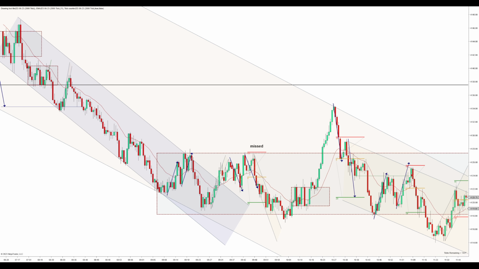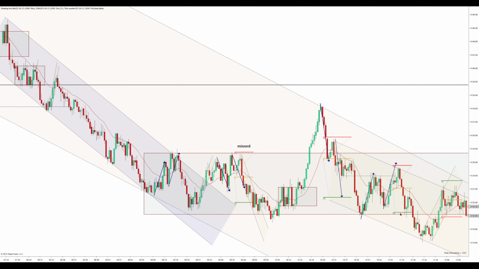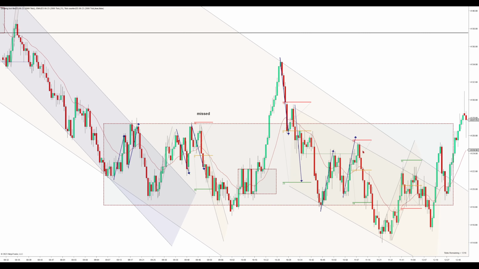You can see the two legs up. It rejected this resistance right here. And so I like that, just to write it down to the range low right here, not pushing it through, just 1-to-1 to the range low there. We do push out of it. We, you know, break out again.